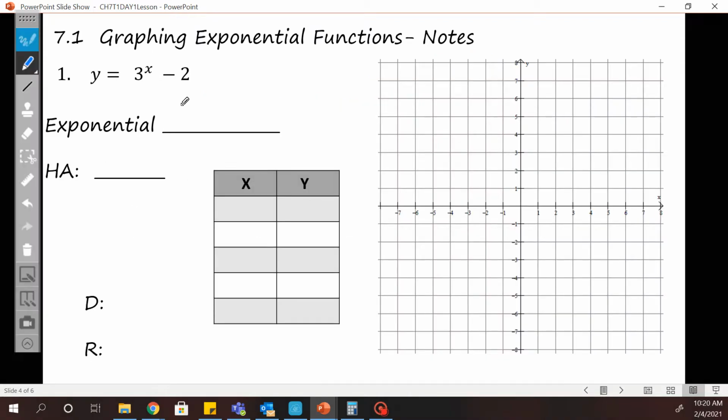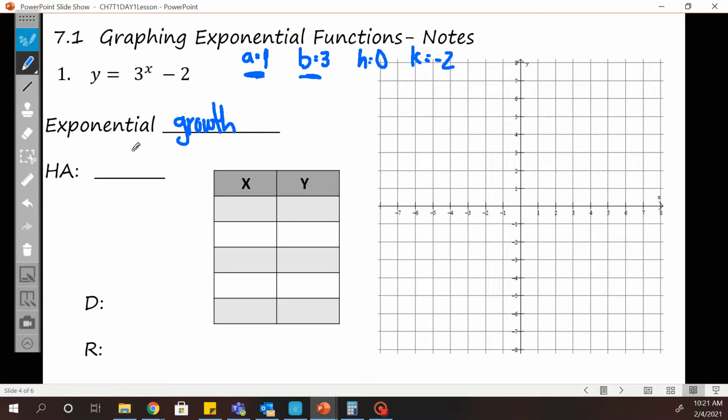Let's look at this first one. My a value here is 1, because it's not written. My b value is 3, the base of the exponent. My h value would be up here with the x, there's nothing up there, so it's 0, and my k value is negative 2. Since my a value is positive and my b value is greater than 1, this would be exponential growth.